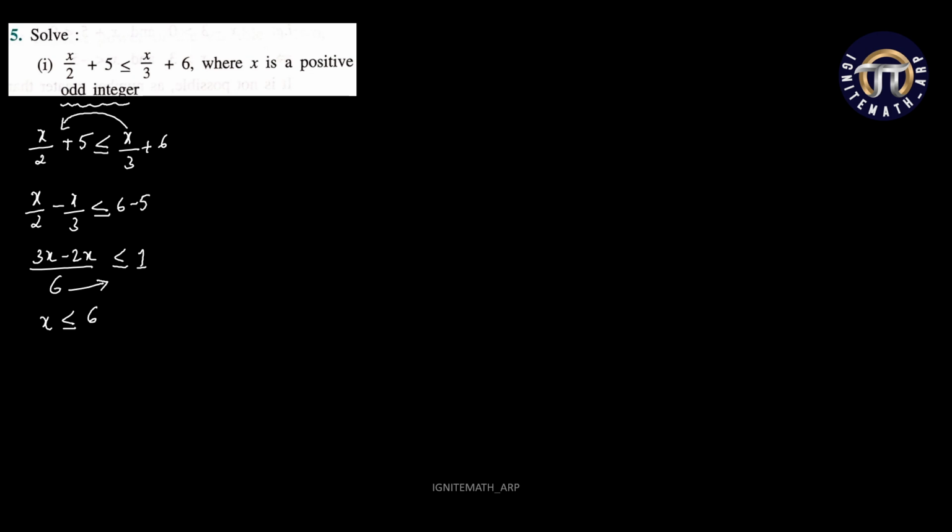Now x is a positive integer and it's an odd integer. Clear? So now the solution set is going to be, look at this, positive odd integers where x is smaller than 6. So 6 comes over here, right? Then 5 will be there, odd integers. I should not take 6 because it should be an odd integer. So directly I can write 5, 3 and 1.